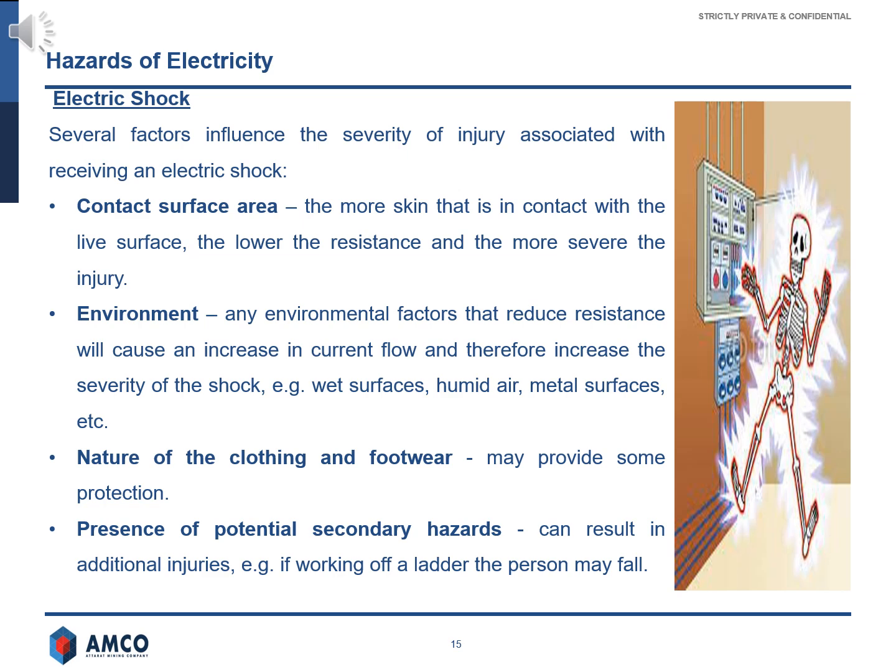Environment. Any environmental factors that reduce resistance will cause an increase in current flow and therefore increase the severity of the shock, e.g., wet surfaces, humid air, metal surfaces, etc. Nature of the clothing and footwear may provide some protection. Presence of potential secondary hazards can result in additional injuries, e.g., if working off a ladder the person may fall.